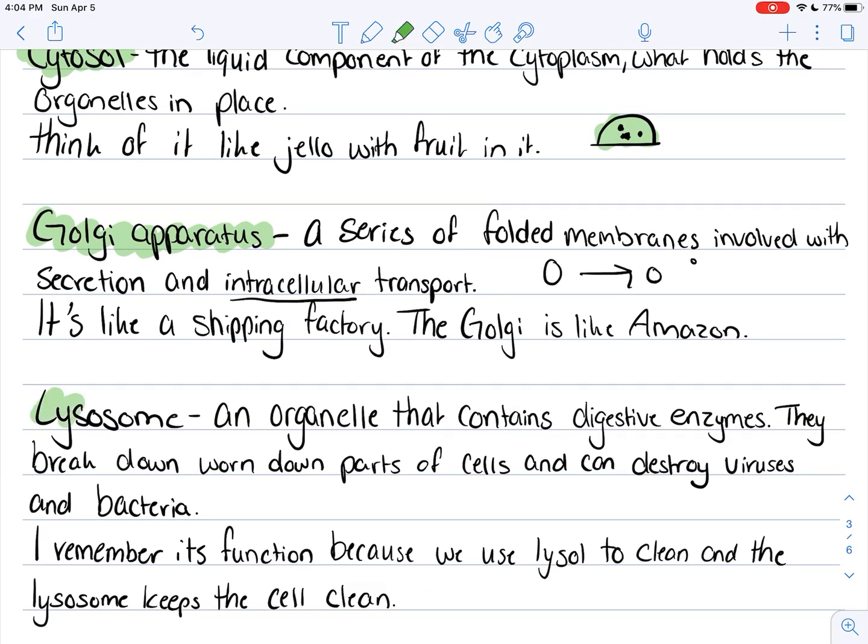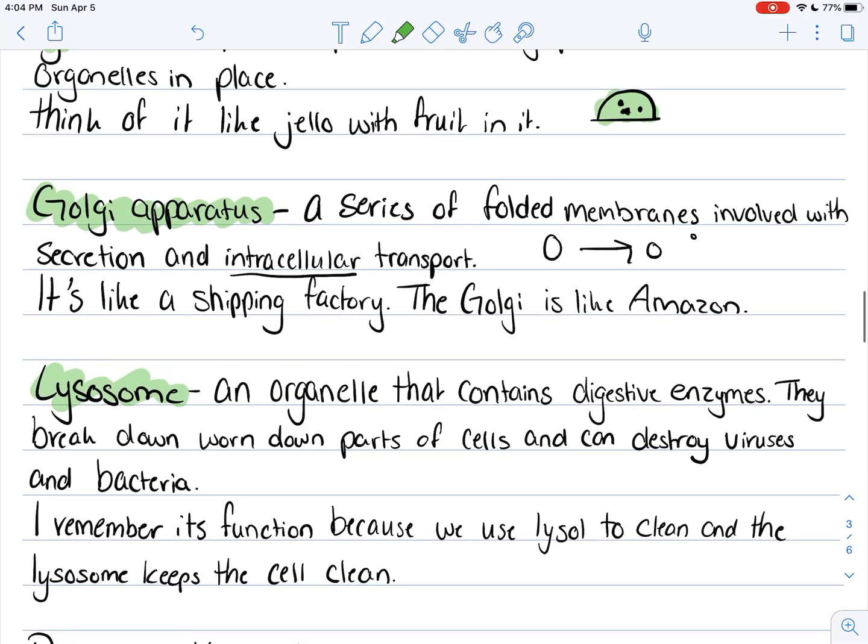The lysosome is an organelle that contains digestive enzymes. They break down worn down parts of the cells and can destroy viruses and bacteria. I remember its function because we use Lysol to clean, and the lysosome keeps the cell clean.